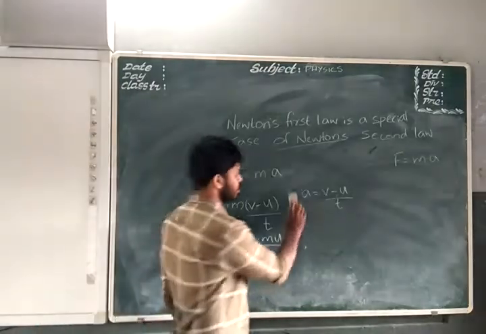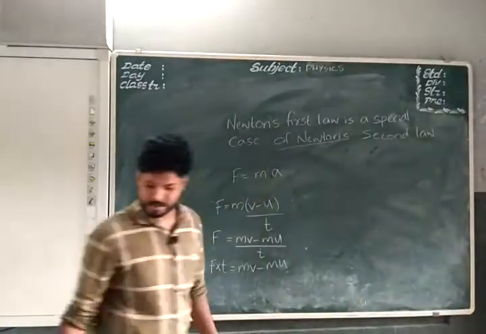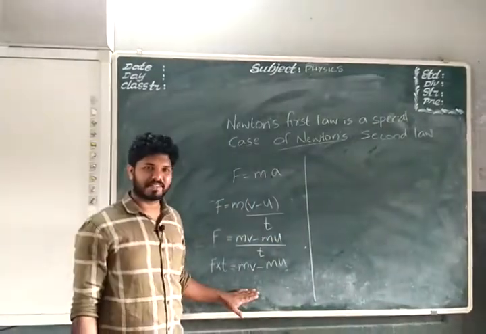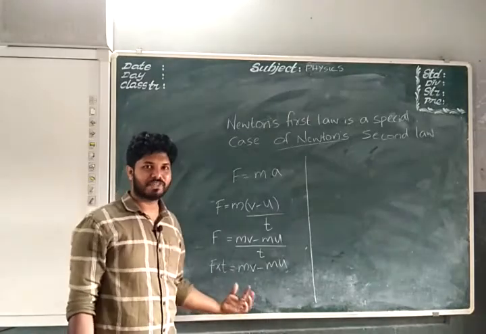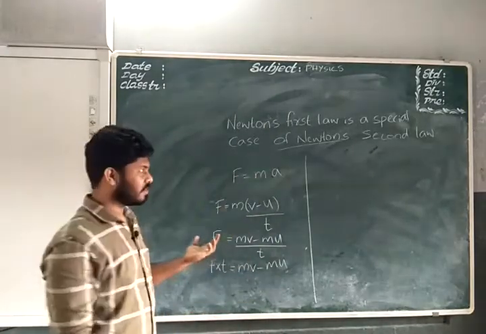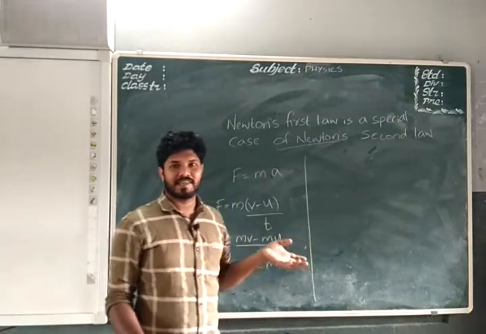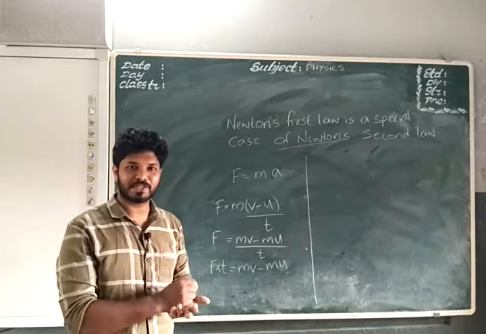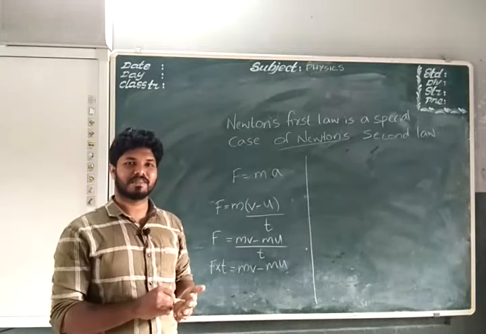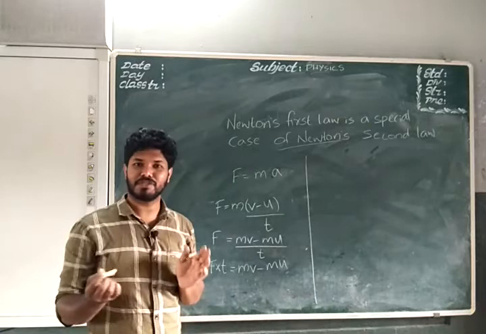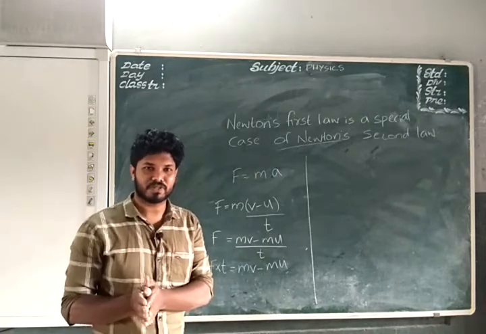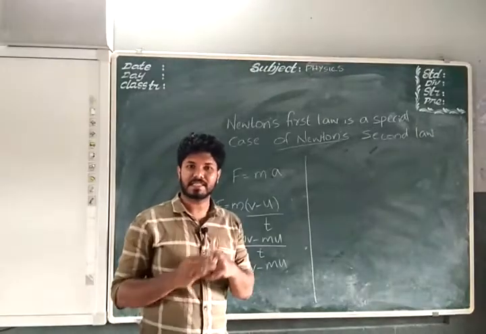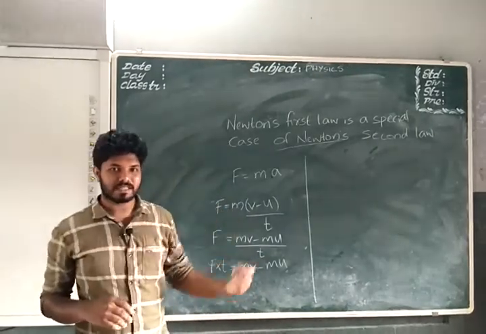So here we have Ft is equal to mv minus mu. Now we have to give, what was the condition of the first law? Think, what is the first law of motion according to Newton's first law of motion? If no external force is acted on a body, the body continues to be in the state of rest or uniform motion. Or we can tell, the body continues to be in the state of rest or uniform motion unless an external force acts upon it.